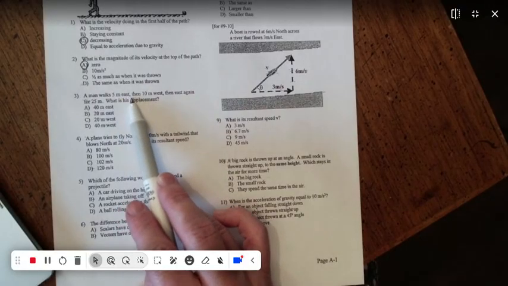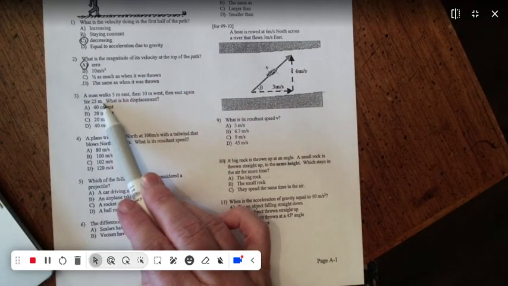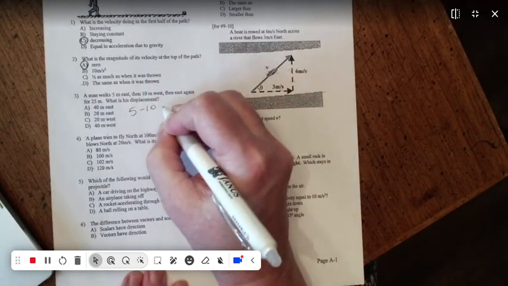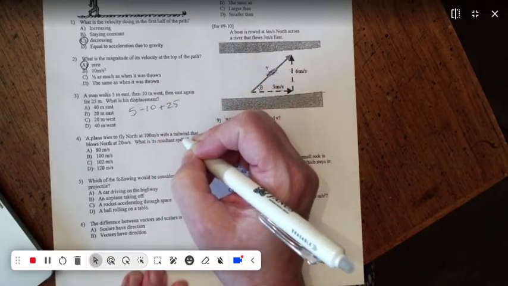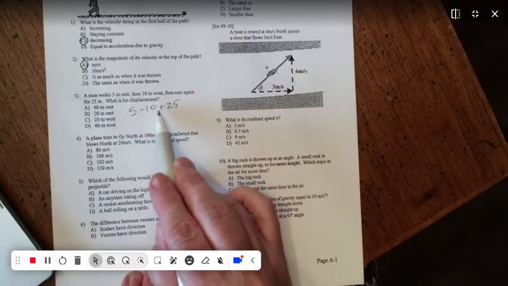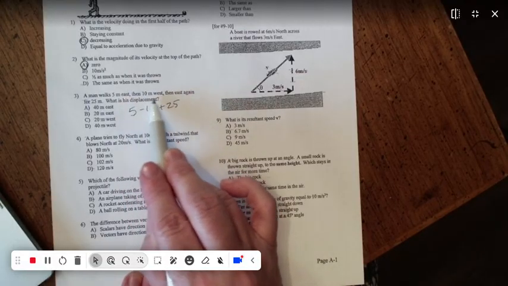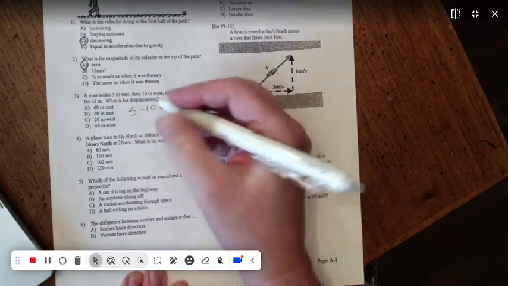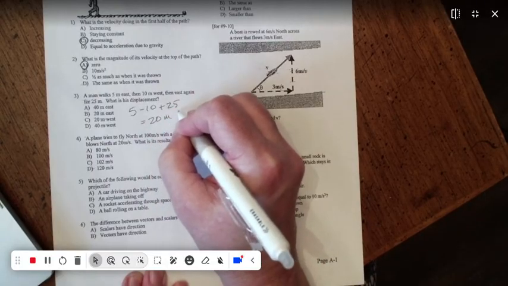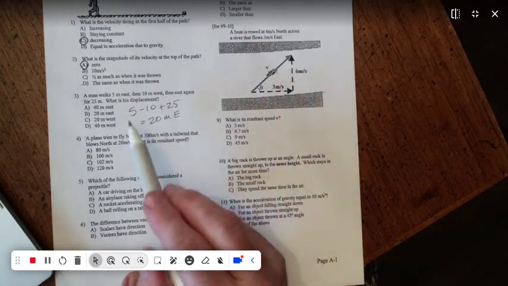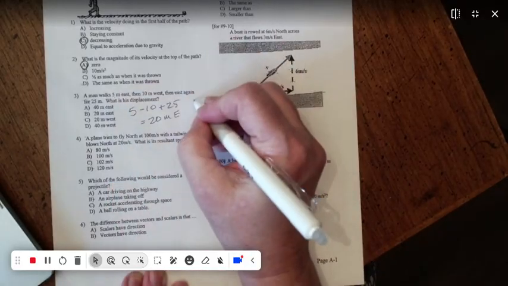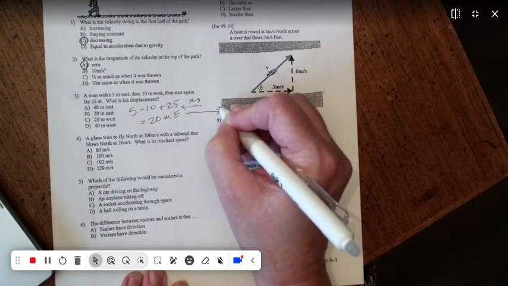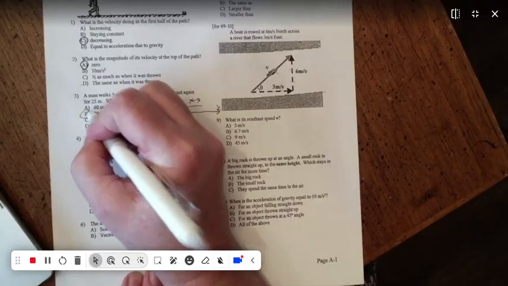A man walks 5 meters east, 10 meters west, east again for 25 meters. What is his displacement? So this is where we do 5 minus 10 plus 25, okay? Because displacement's a vector, we got to take direction into account. So that's 30 minus 10, which is 20 meters. And his overall direction is going to be east, because he started at 5 meters. Imagine he went 5 meters, then he went 10 meters west, but then he goes 25 meters east. So he's going to end up east of his starting point, 20 meters east.